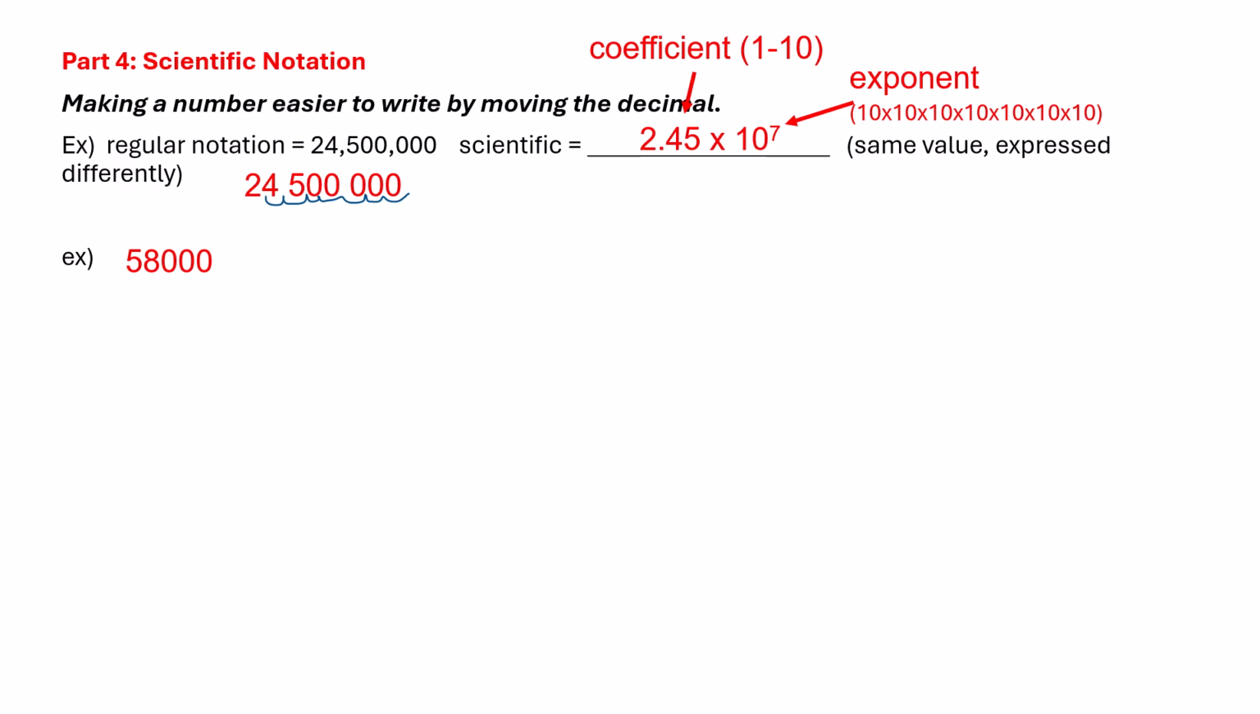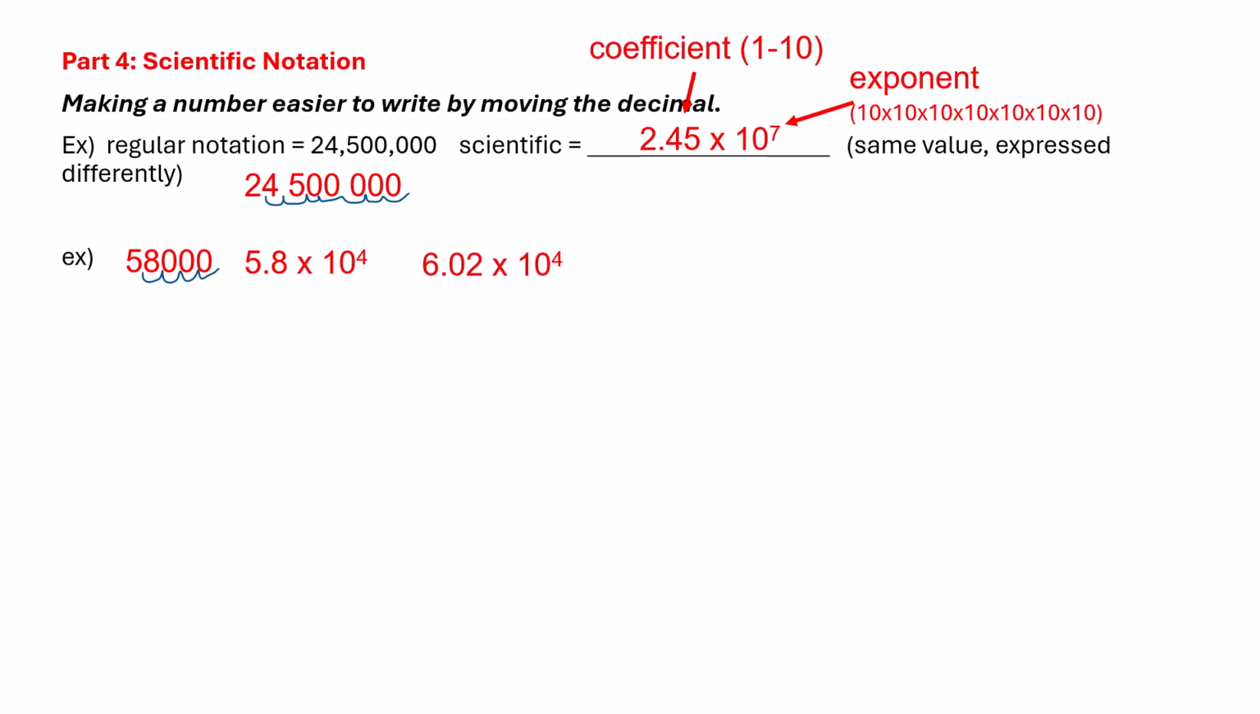Try this example, 58,000. How many times would you have to move the decimal to create a coefficient that falls between 1 and 10? We should have said 1, 2, 3, 4 times. So that would give us a coefficient of 5.8. But we can't just say 5.8. We would have to also say times 10 to the 4th power, because that's how many times we moved the decimal.